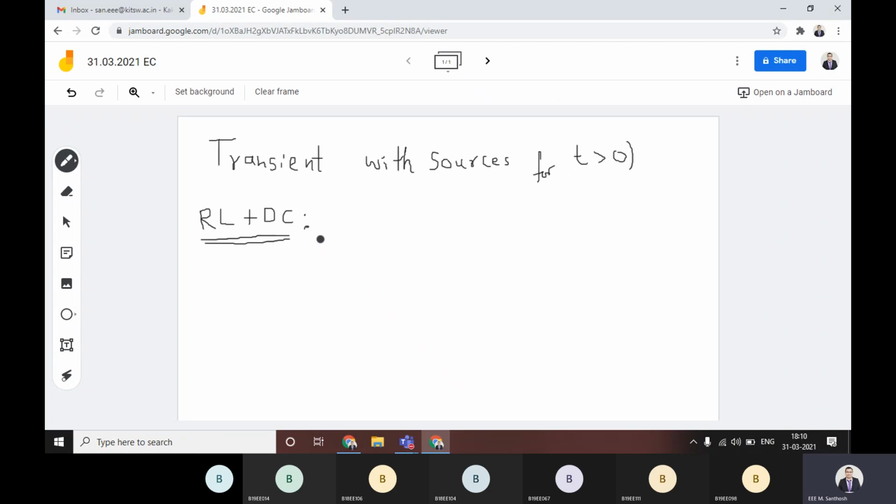Okay. First, if you want to calculate the value of response in case of RL DC, then directly you will have that response IL of t, when t greater than or equal to 0, this value is always the final value, that means at steady state how much current is flowing, plus the initial value, IL of 0, minus IL of infinity, that means final value, into e power minus t by tau.